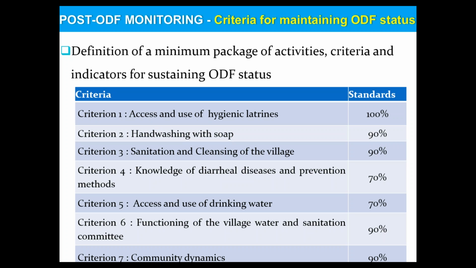So we decided on 7 criteria that are here, going from access and use of hygienic latrine, hand washing with soap, sanitation and cleansing of the village, knowledge of viral diseases and prevention measures, access and use of drinking water, functioning of the village water and sanitation committees, and finally, the community dynamics. And we also decided on some standards that the village should attain, so that we consider that the village is keeping the status.